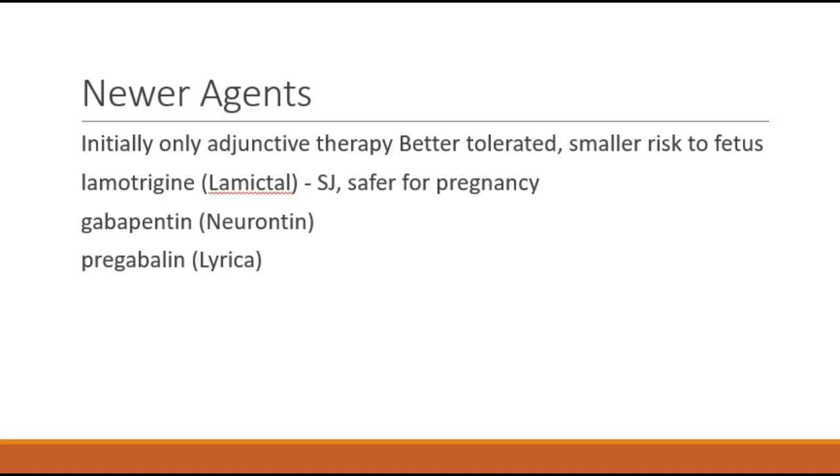Gabapentin is one that's Neurontin. It is a GABA-like analog, so it doesn't really activate GABA receptors, and they're not really sure how it works, but it is good for migraines and neuropathic pain, restless leg syndrome. Also pregabalin or Lyrica. It's partially used for seizures, used for neuropathic pain and fibromyalgia.